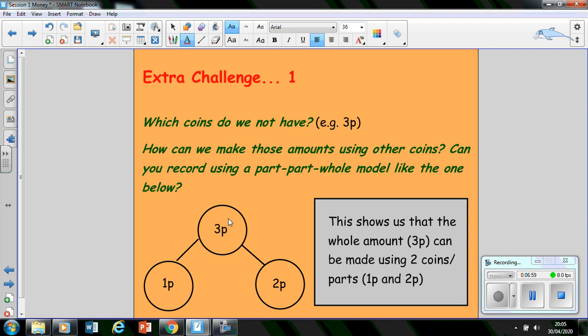Could you find another way of doing this, or could you also find another amount that we don't have? For example, we don't have 6p or 6 pence. Could you make that up using the part whole model?